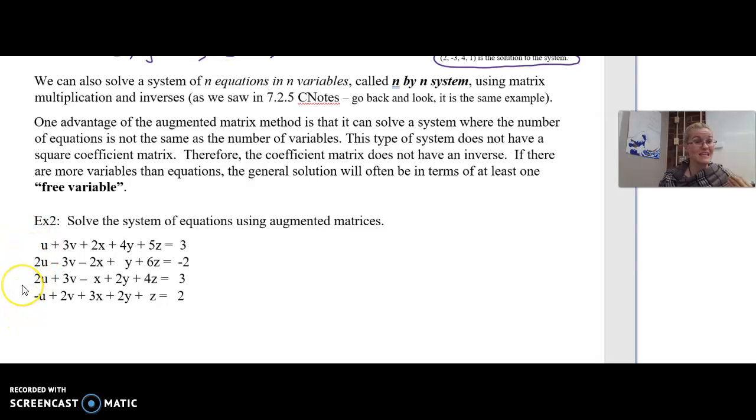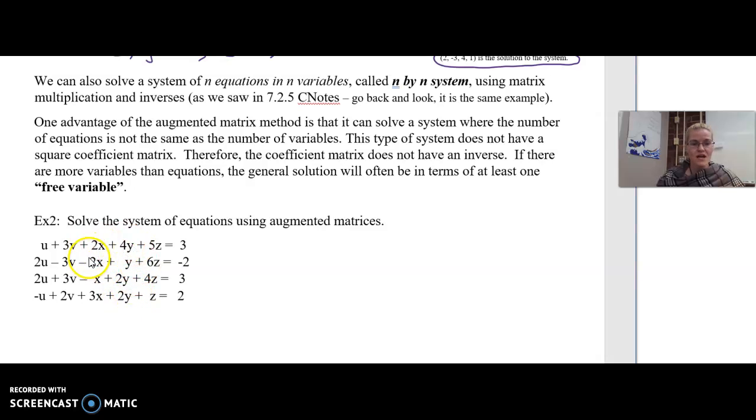So when that happens, I'm guaranteed to have what's called a free variable, right? If there are more variables than equations, the general solution will often be in terms of at least one free variable, maybe even more than one. Point is, there's going to be an infinite number of solutions here.